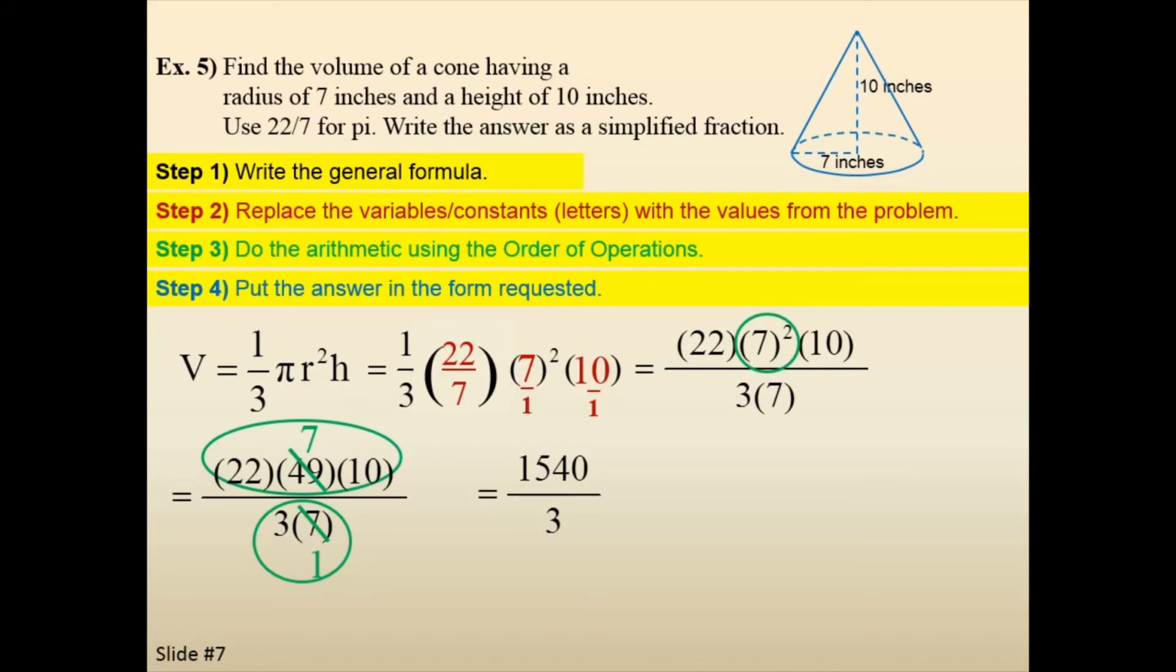Put the answer in the form requested. It says simplified fraction, and I can't do anything with it. I put the units on it, and it's inches cubed. 3 doesn't go into 1540, so I'd leave it as is. So the answer is 1540/3 inches cubed.